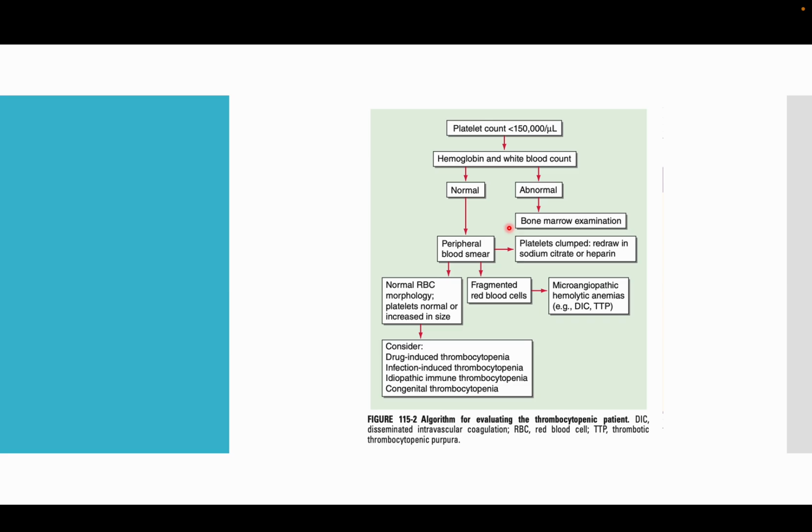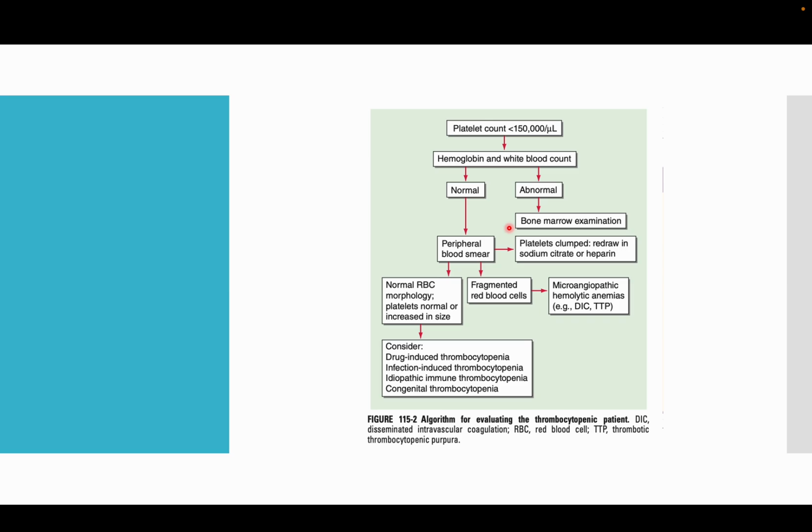If the patient has normal RBC morphology and the platelets are normal or increased in size, then you check for drug-induced thrombocytopenia or infection-induced thrombocytopenia, or idiopathic, that is now primary immune thrombocytopenia, or congenital. I'll mention a completely different thing about congenital thrombocytopenia, Von Willebrand's, Bernard-Soulier. I'll make a different topic. How do you interpret the platelet aggregation test? I'll make a different video on that. But this is more of the common things we see.